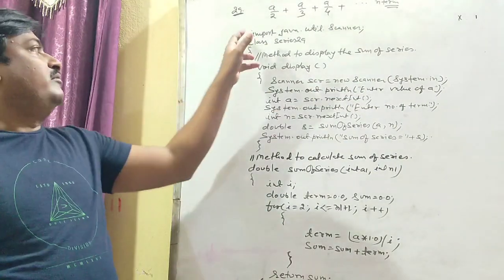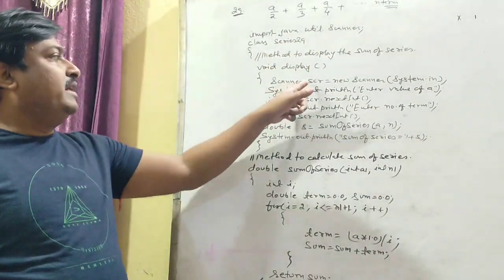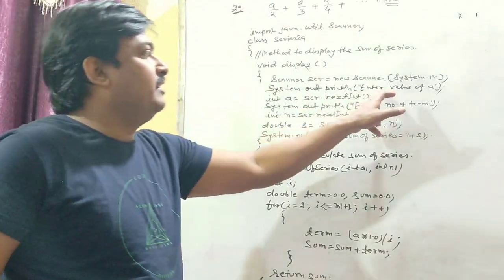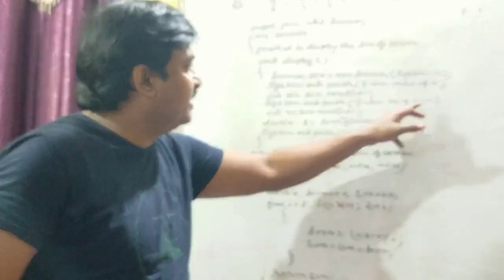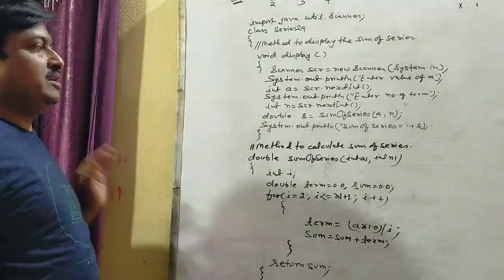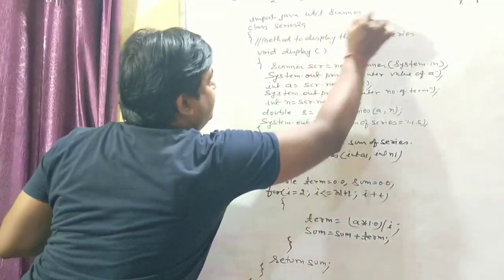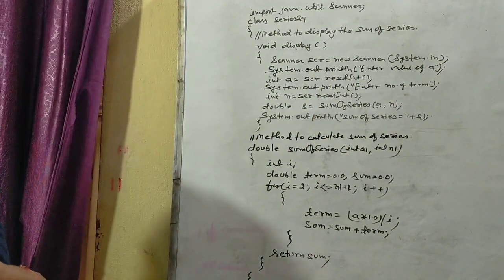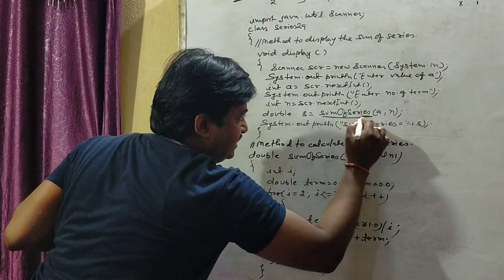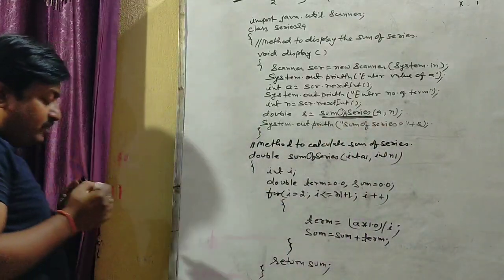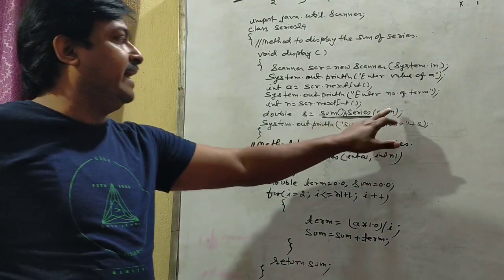So for that we have to import Scanner and create the Scanner object. We will enter the value of a, which is stored in a, and we enter the number of terms, which is stored in n, because we have to print the sum of the series till n terms. Student, we will call a function sumOfSeries by passing the values a and n.